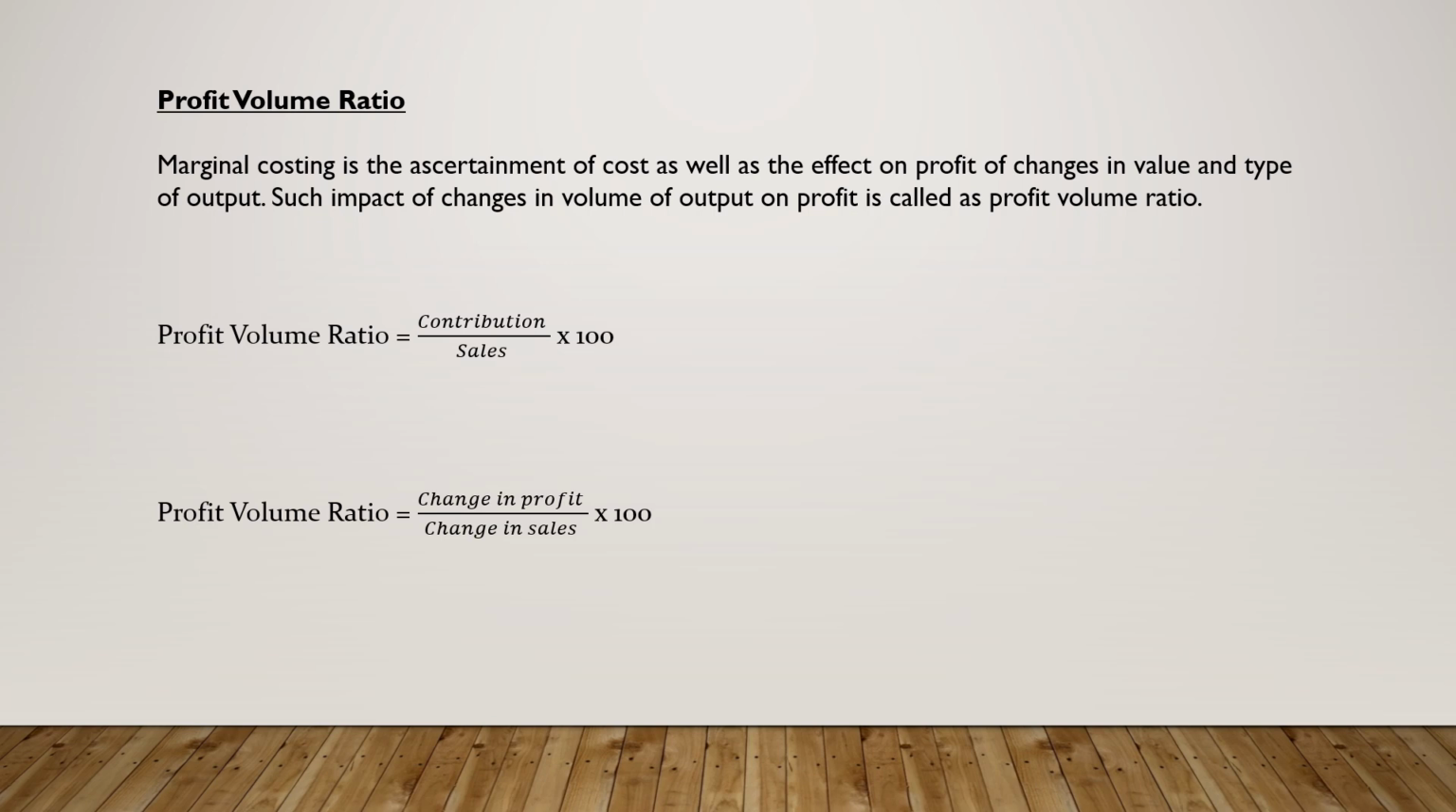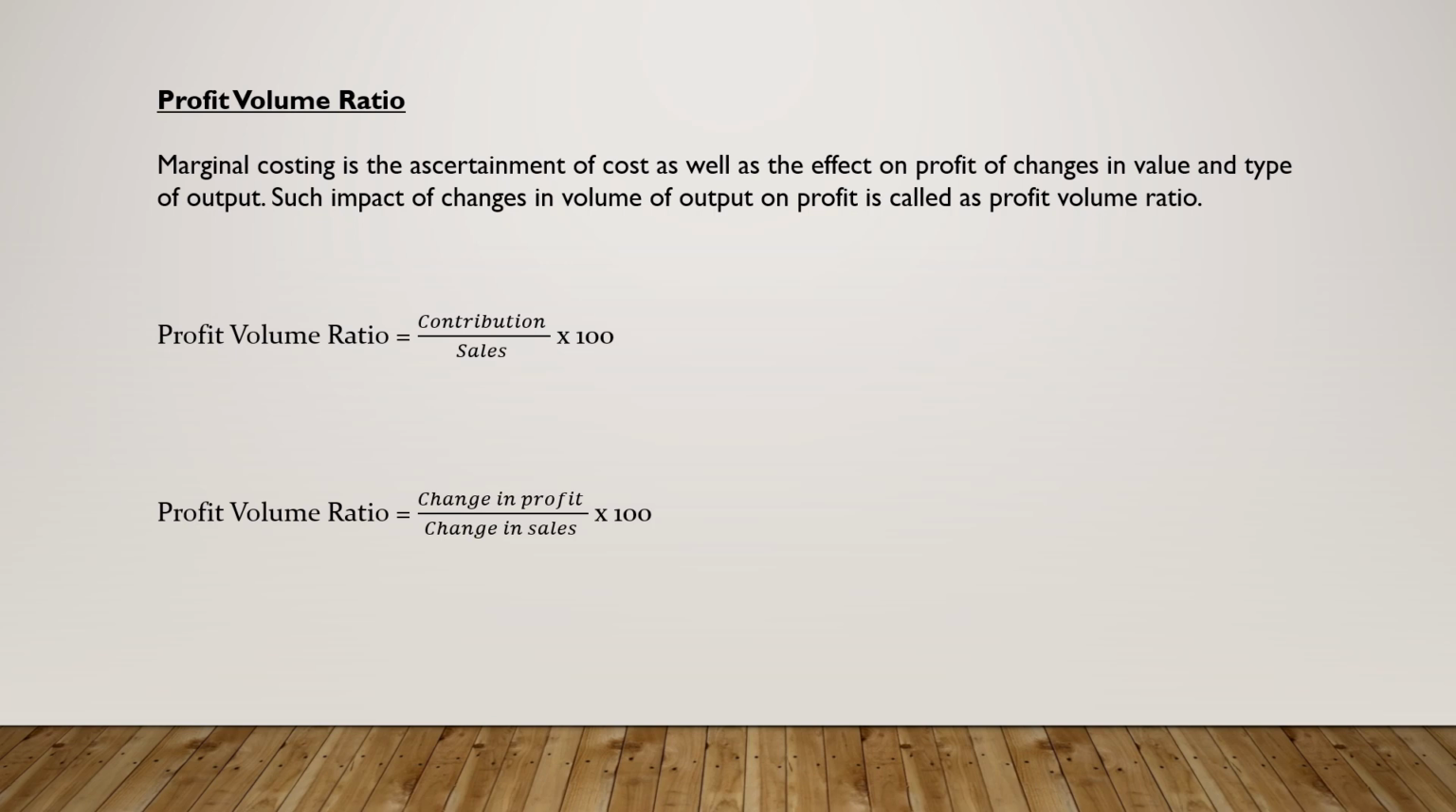Next is profit volume ratio. Now, marginal costing is the ascertainment of cost as well as the effect on profit of a change in volume and the type of output. Marginal costing is ascertainment of cost, meaning you are going to calculate the cost over here, as well as the effect on profit due to change in volume and the type of output.